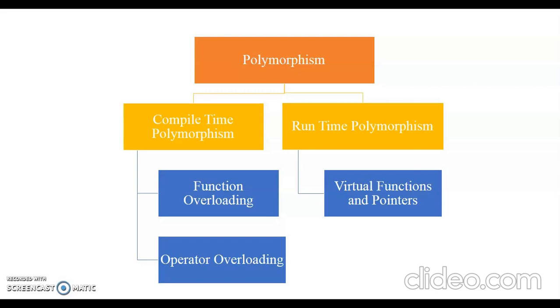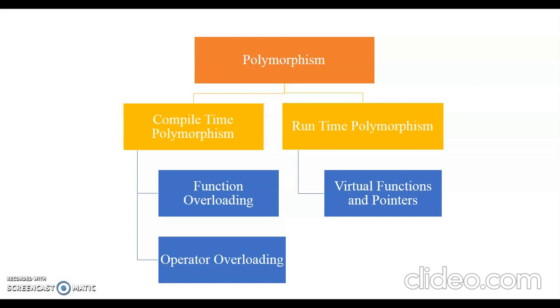Polymorphism is one name, multiple uses, or we can say many forms of the same thing. You may have heard the word polymer in chemistry. Polymer means many forms of one thing. Likewise, we have the property of polymorphism in object-oriented programming, by which many things can be defined with the same name. We have already seen compile time polymorphism through function overloading and operator overloading. Now we will see runtime polymorphism, which can be achieved with virtual functions and pointers.